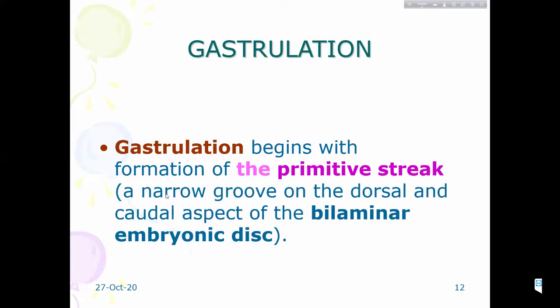So how does gastrulation start or begin? Gastrulation begins with the formation of the primitive streak. I told you while I was talking about the events of the third week, the number one event is the formation of the primitive streak, and gastrulation is the second event. So how does this gastrulation occur? What is the primitive streak?